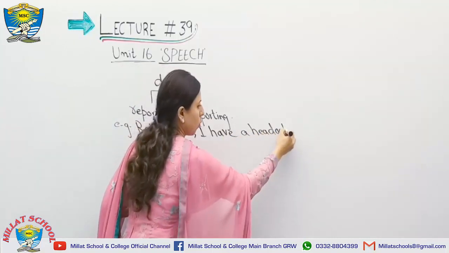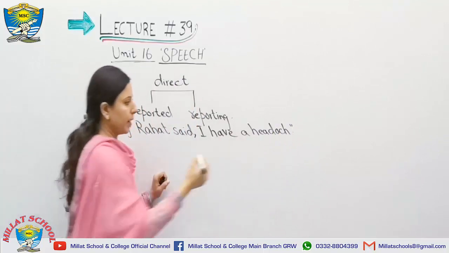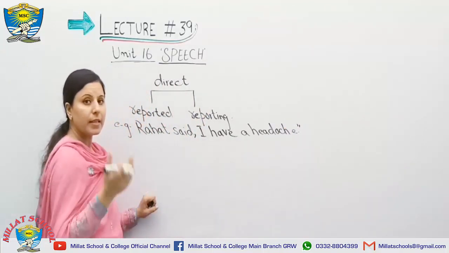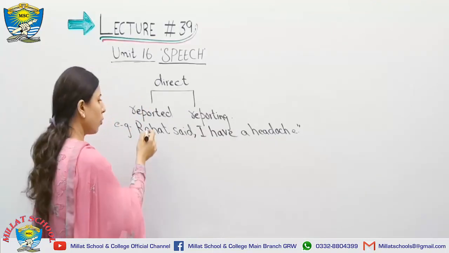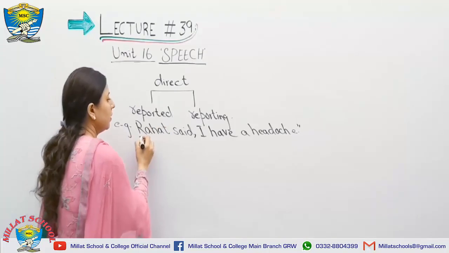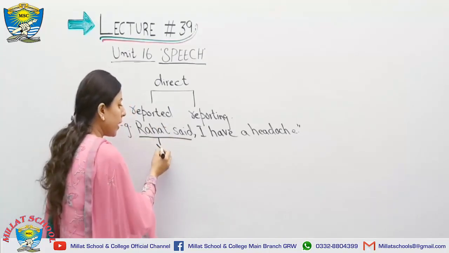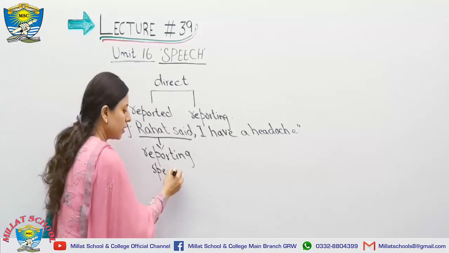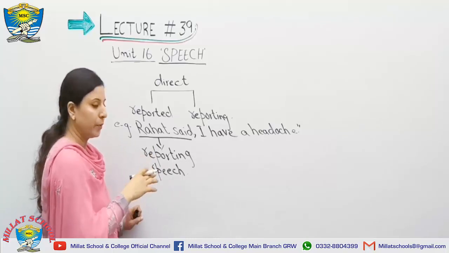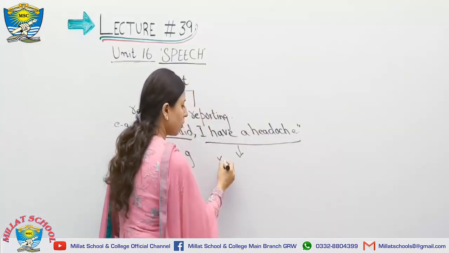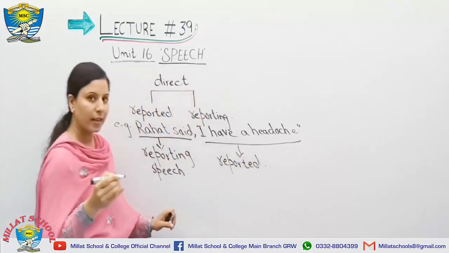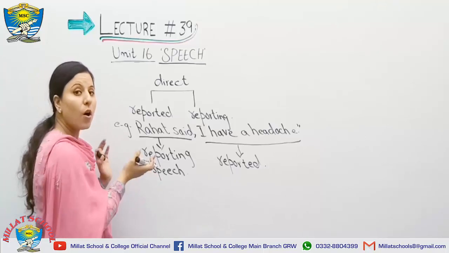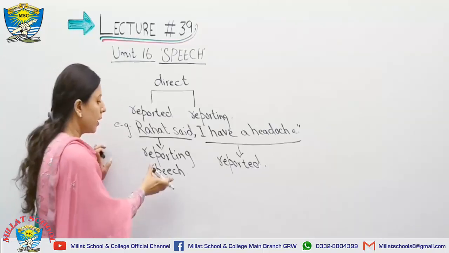Rahat said, I have a headache. This is the direct form. How are we going to divide it according to reported and reporting speech? Yes, the person who is reporting, who is giving a report, is the reporting speech. And the dialogues or the wordings that have been used by that person is the reported speech. Now this is your reported speech. How will you see this? See, Rahat said, Ali said, Akbar said, they said, we said, Alia said, all these subjects with any of these words are the reporting speech.